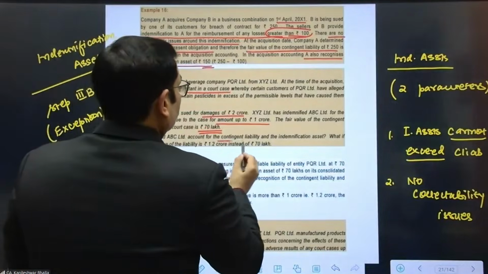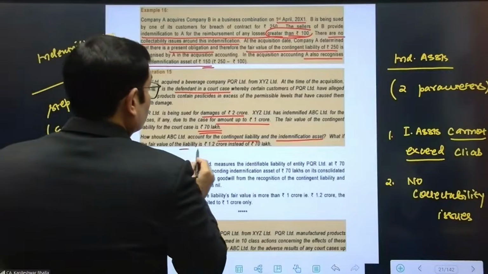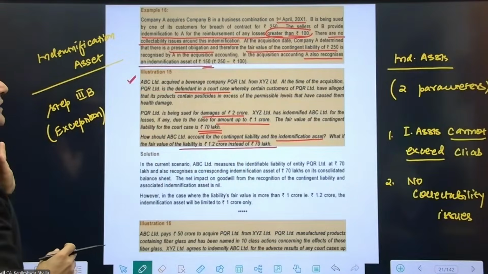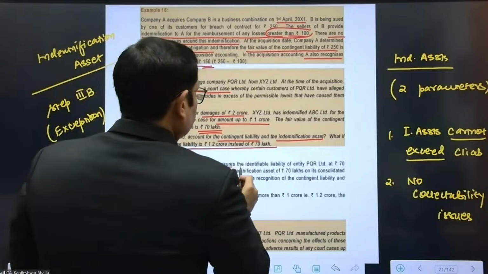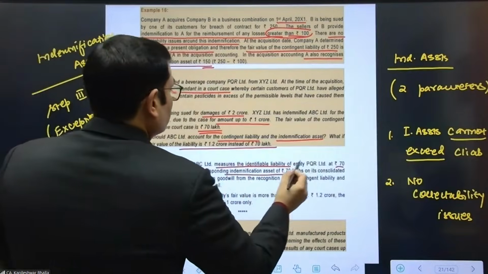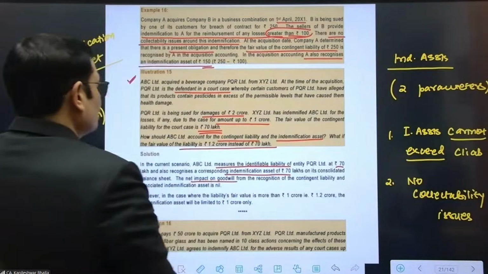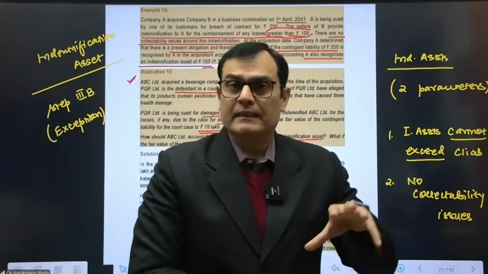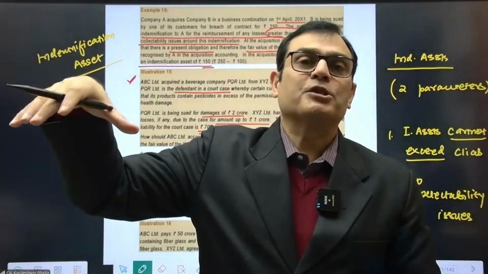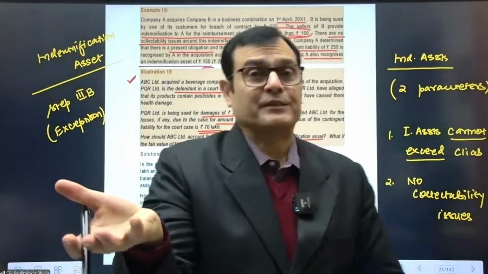How should ABC account for the contingent liability and the indemnification asset? What if the fair value of the liability is 1.2 instead of 70? So two parts. In the first part, we will recognize 70 lakhs. ABC measures the indemnified liability at 70 lakhs and correspondingly an indemnification asset of 70 lakhs. And therefore, the net impact on the goodwill is going to be zero. Because in the acquisition entry, if you capture the indemnification asset and you capture the contingent liability at 70 each, no impact on the goodwill. The goodwill is effectively not impacted.